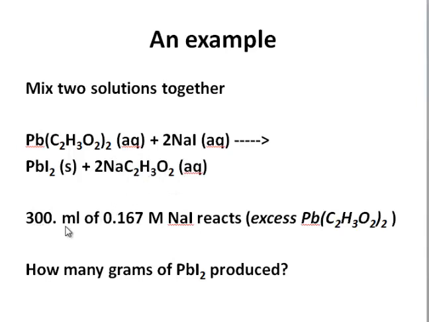All right, let's suppose 300 milliliters of 0.167 molar sodium iodide solution is used for this reaction, and we'll assume excess lead acetate. How many grams of lead iodide produced? You can attempt this if you want before moving on to the solution.